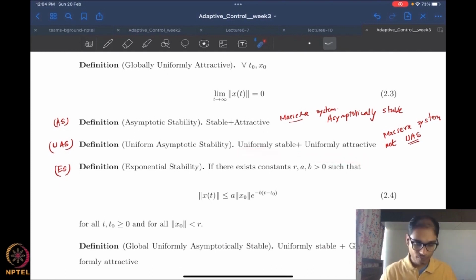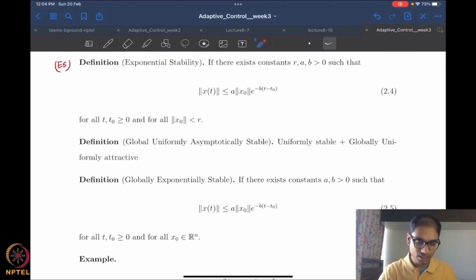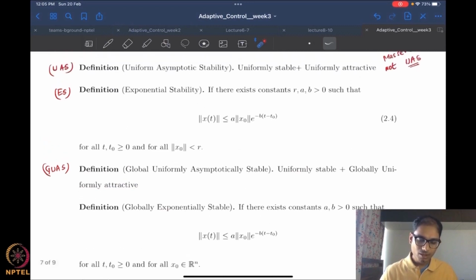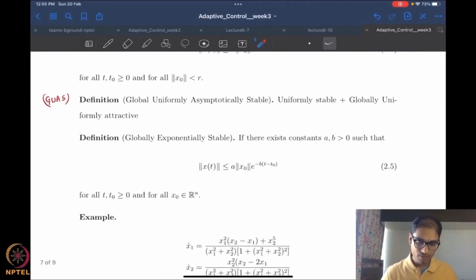And we need both of these. Okay, let's skip exponential stability because it is in fact the strongest property, so it should come in the end. The next property is global uniform asymptotic stability. What does it require? It requires uniform stability and global uniform attractivity. Now it should be obvious to you that because the Massera system is not uniformly asymptotically stable, it cannot be globally uniformly asymptotically stable either.